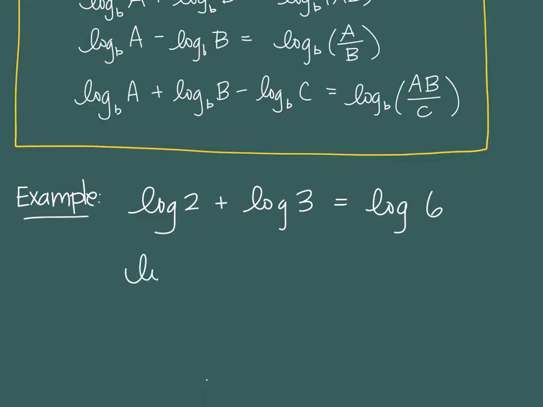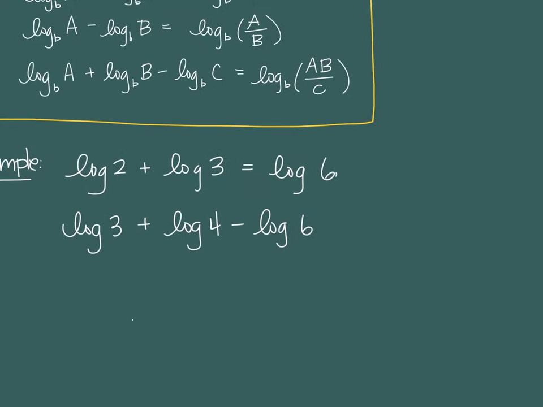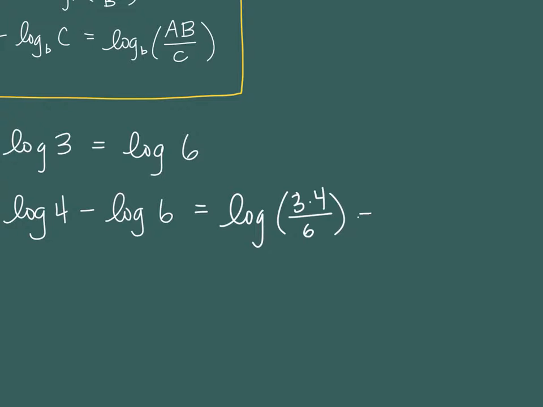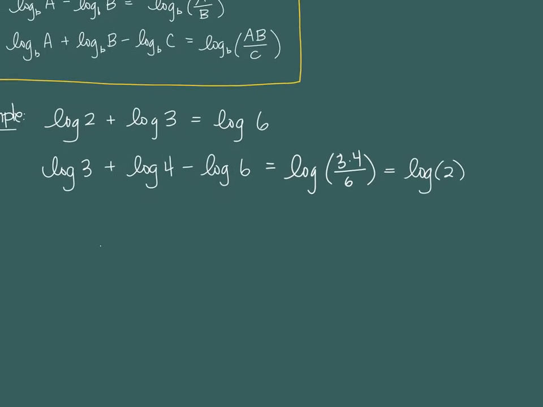Okay. You could also take the log base 3 plus the log base 4 minus the log base 6. Okay, so altogether that would become in parentheses 3 times 4 over 6, which would simplify because it's in parentheses. So what would the final answer be? The log base of 2. 3 times 4 is 12, divided by, reduced by 6 is 2.